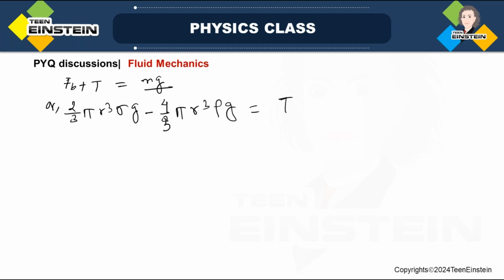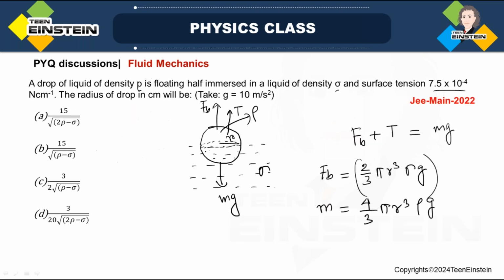Now I have to find out what is this r. So let us take this r cube common. Okay, r cube common, and then what we get? We get 2 by 3 pi minus 4 by 3 pi. See, g will be common, and on the right hand side it is 7.5 into 10 to the power minus 4.